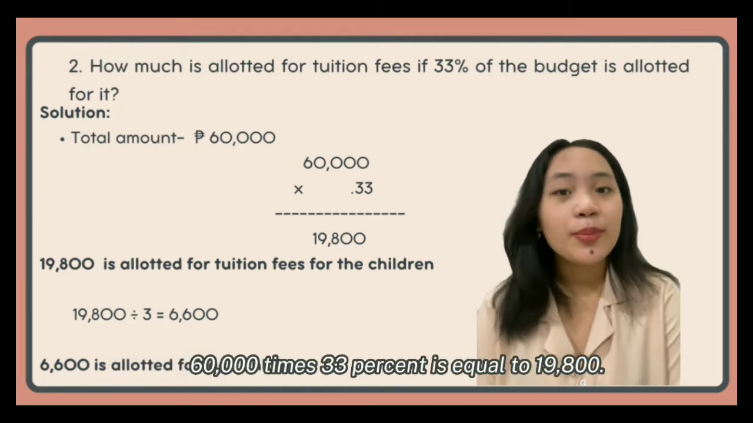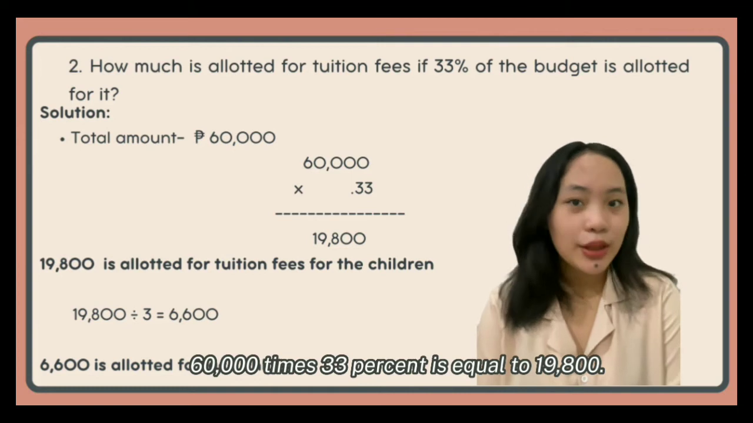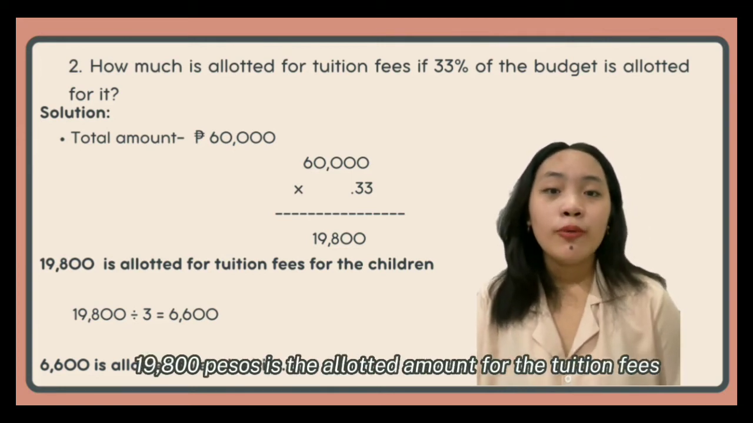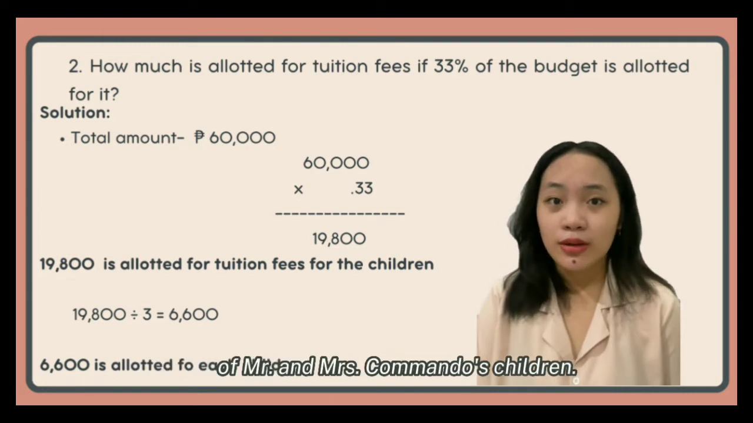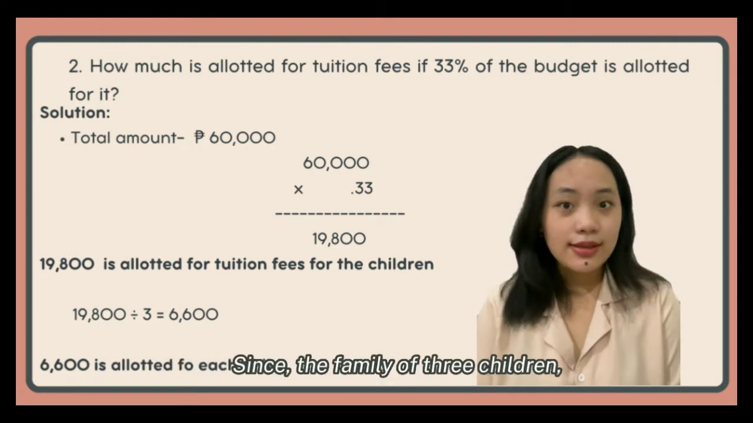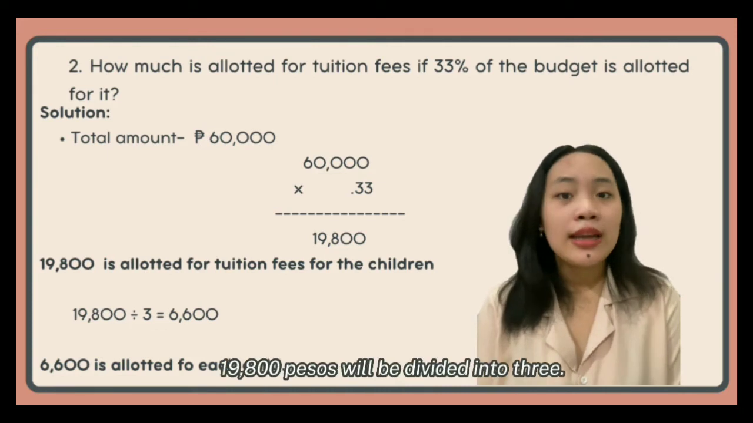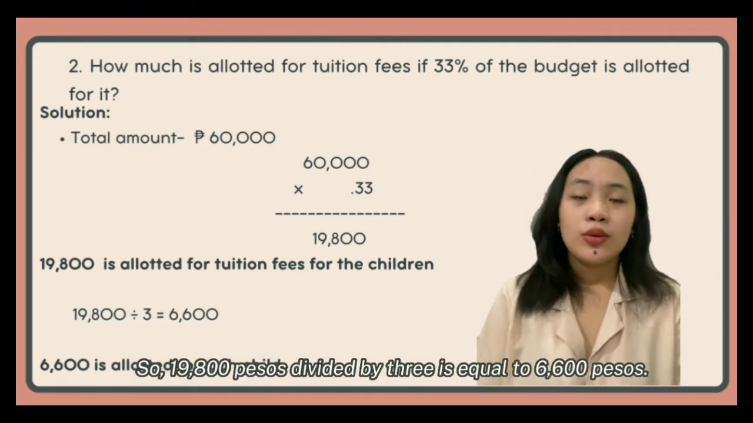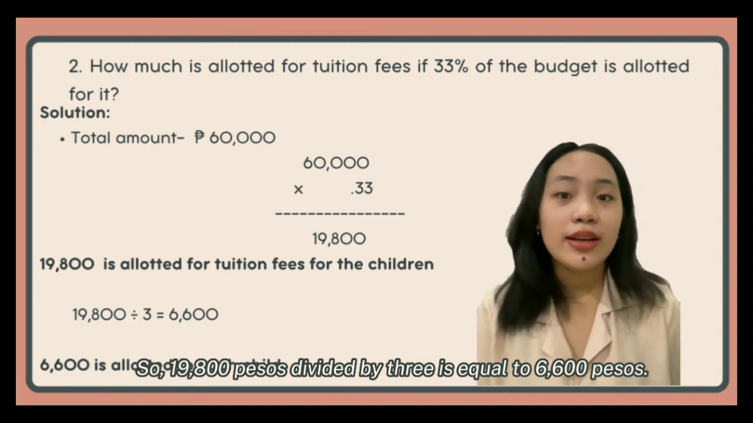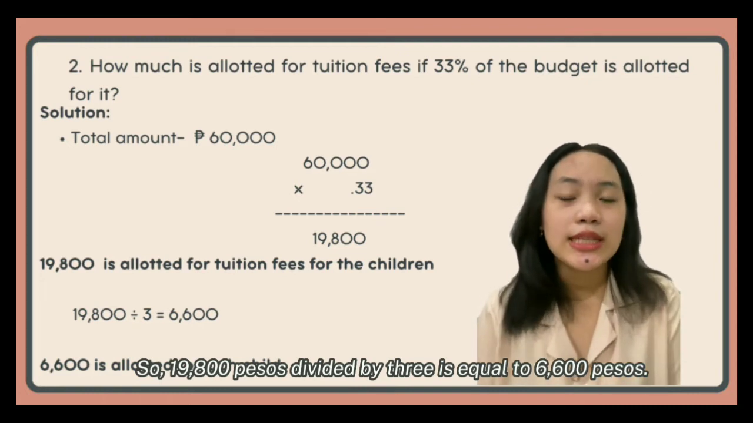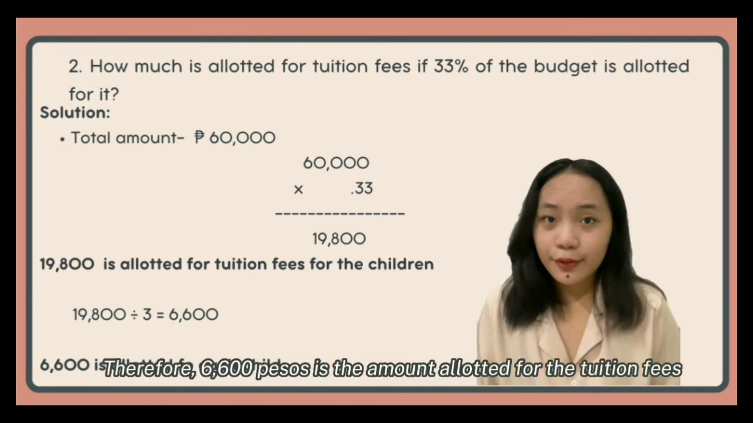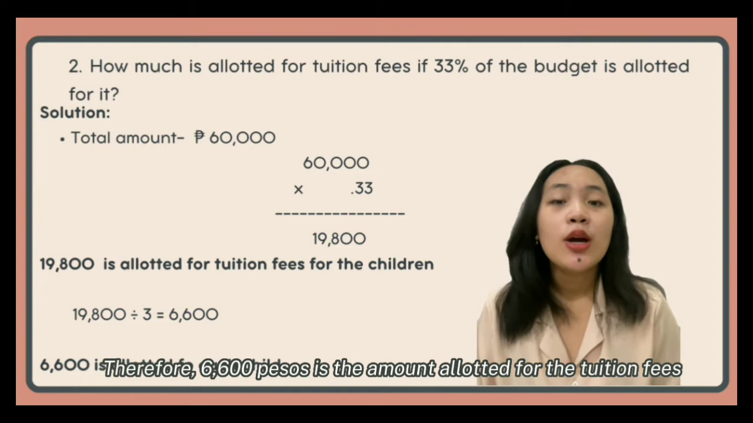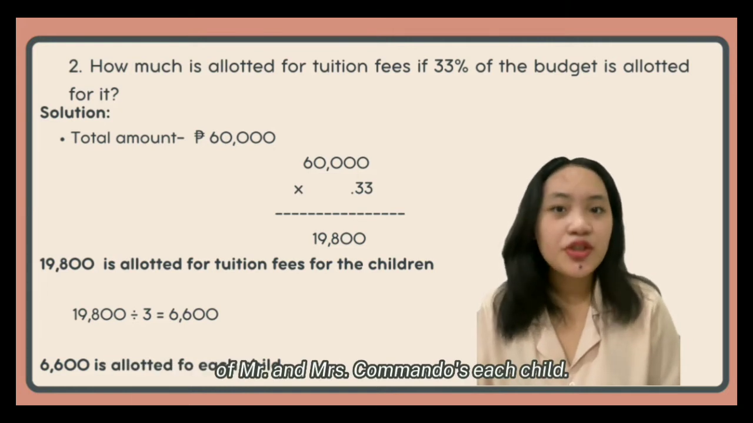60,000 times 33% is equal to 19,800. 19,800 pesos is the allotted amount for the tuition fees of Mr. and Mrs. Comando's children. Since the family has 3 children, 19,800 pesos will be divided by 3. So 19,800 pesos divided by 3 is equal to 6,600 pesos. Therefore, 6,600 pesos is the amount allotted for the tuition fees of Mr. and Mrs. Comando's each child.